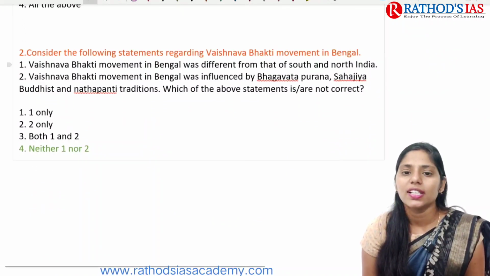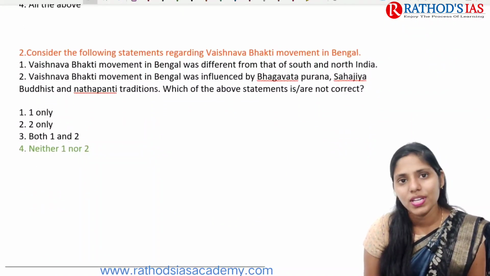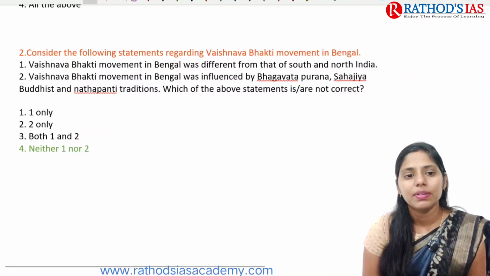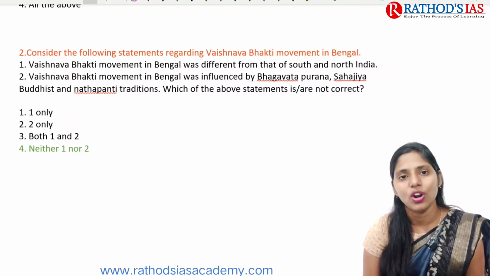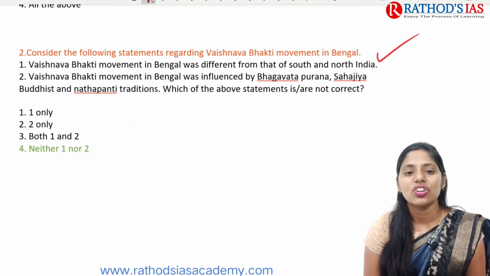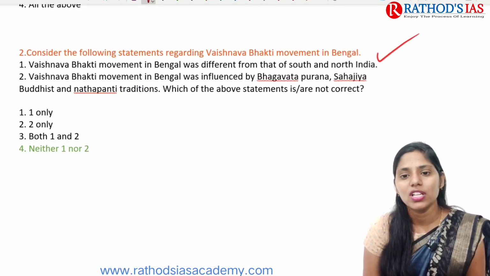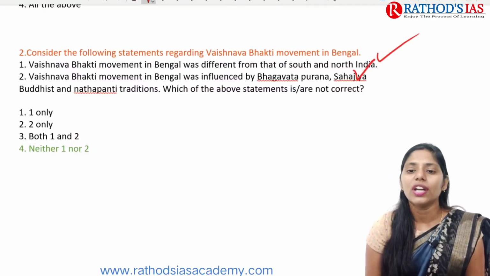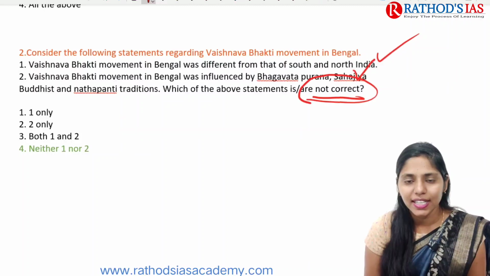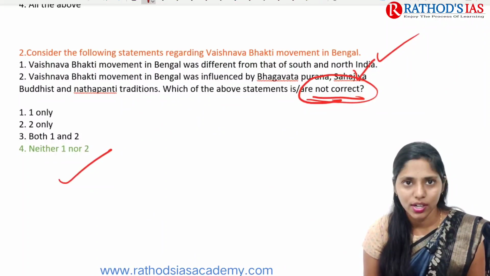And the next question is regarding the Vaishnava Bhakti movement in Bengal. The first statement here is that the Vaishnava Bhakti movement in Bengal was different from that of South and North India, yes. And the Vaishnava Bhakti movement in Bengal was mainly influenced by the Bhagavata Purana as well as Sahajiya, yes. So here you have to identify the incorrect statements, that is neither 1 nor 2.